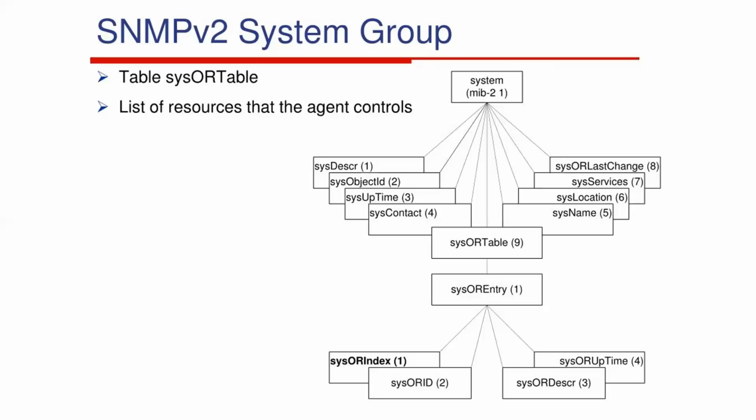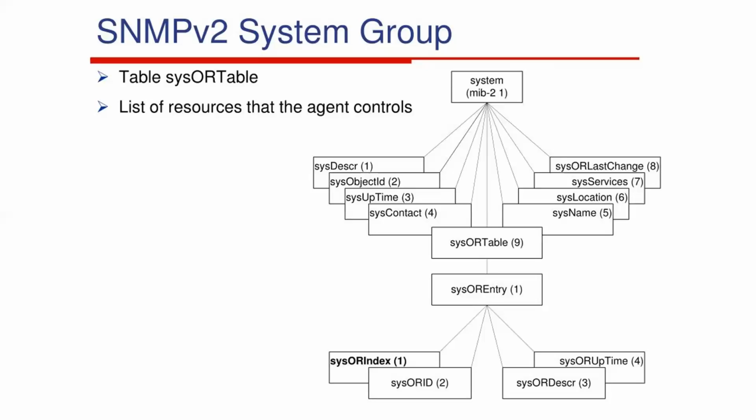Both should be the same. The third and fourth field positions in the get bulk request message are used as non-repeaters and max repetitions, as simply shown in the figure. The non-repeaters field indicates the number of non-repetitive scalar objects to be retrieved. The max repetitions field defines the maximum number of instances to be returned in the response message. This would correspond to the number of rows in an aggregate object.